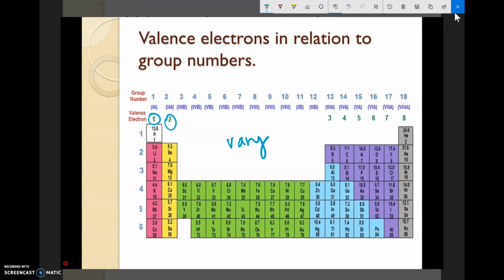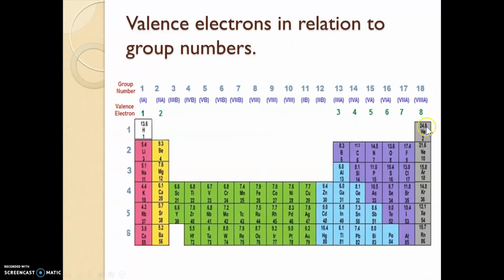Groups 13 through 18, all you have to do is take off the 1. So there's 3 in group 13, 4 in group 14, and so on. When you get to group 18, from neon down, there's 8. However, helium only has 2 valence electrons. So just kind of keep that in mind when you're doing these problems.